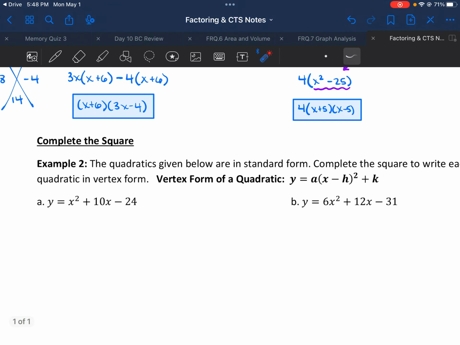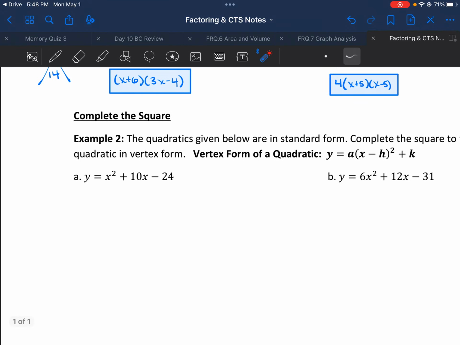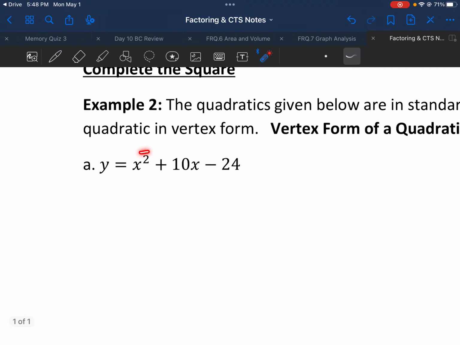But one of the reasons you would want to use completing the square is to rewrite a quadratic in what we call vertex form. Vertex form has some unique advantages. First off, it tells you the vertex, which is something nice. And in calculus, sometimes when you rewrite your quadratics in vertex form, you can pull off some nice little calculus tricks that you'll learn about then. Okay, so let's go ahead and use completing the square, but only to rewrite these quadratics in vertex form. So starting off here, we're just going to take this part, x squared plus 10x minus 24.